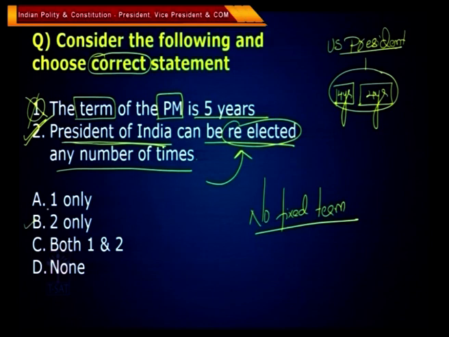The President can remove the Prime Minister any time if he is not able to prove his majority in Lok Sabha, the lower house. So, a Prime Minister as a member of Parliament may have a term, but as a Prime Minister, no fixed term. Remember this for your exam. So, answer is B here, only 2. Now, let's go to the next question, friends.